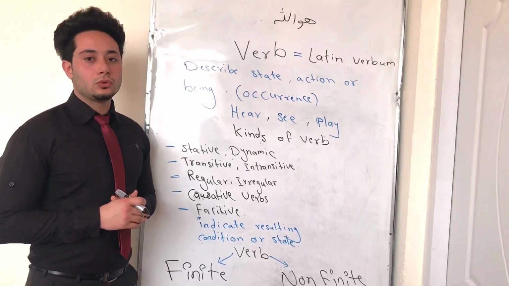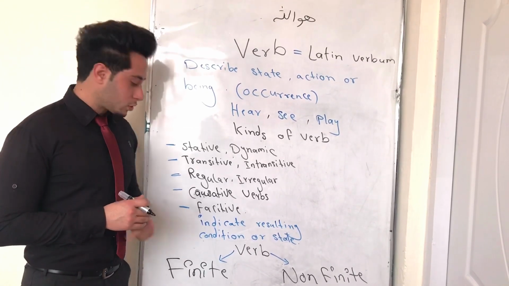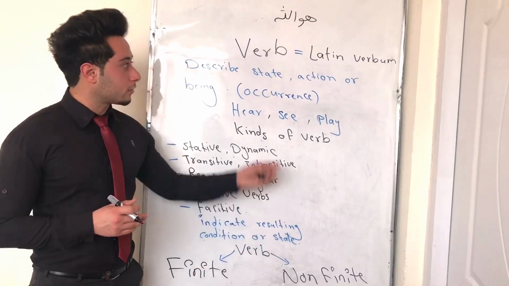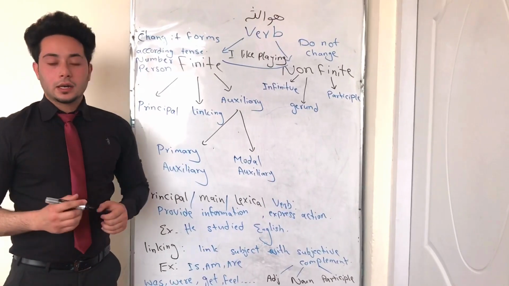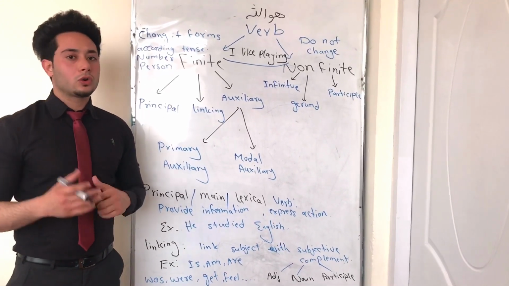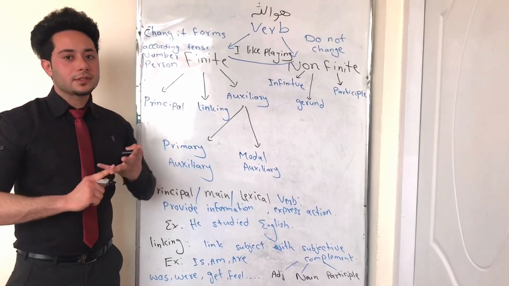And there are also two of the most important kinds of verb in the English language, which are called finite verb and non-finite verb. Today we're going to talk about finite verbs and non-finite verbs. And now it's time to talk about them. What are finite verbs? Finite verbs are those verbs that accept change according to the tense, the person, and the number.